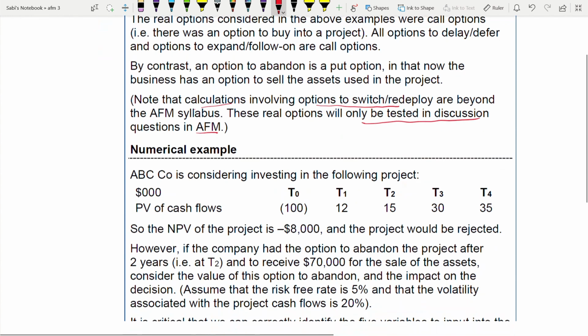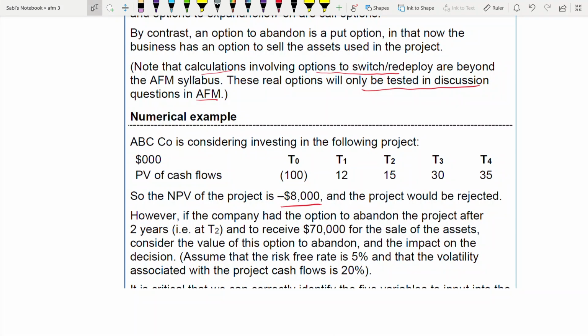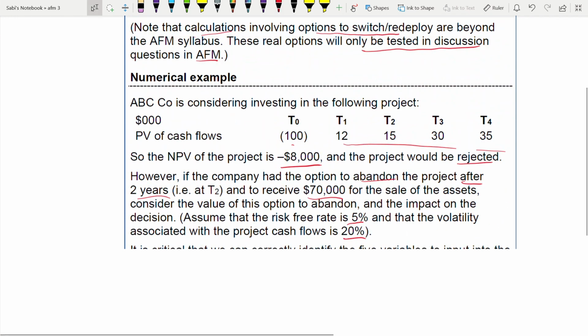Now, this is the question. They have given you the present value of cash flow for the 4 years. Net present value is negative. They have already calculated it. You also can calculate, just add all and minus it by 100. It will be minus 8,000. The project would be rejected. But after 2 years, they have an option to abandon and receive 70,000 for the sale of the asset. So the risk-free rate is 5%, volatility is 20%. They have given, project is 4 years, everything is given.